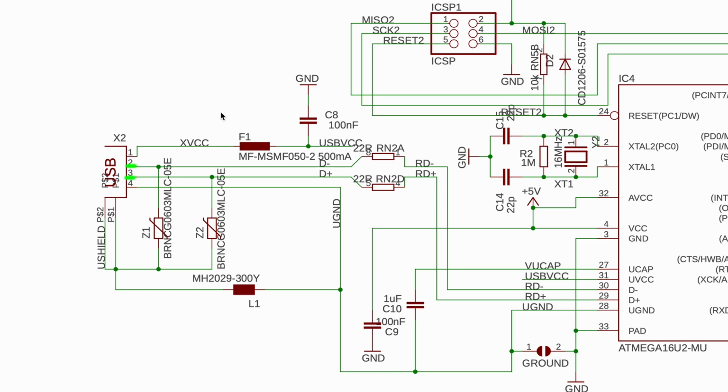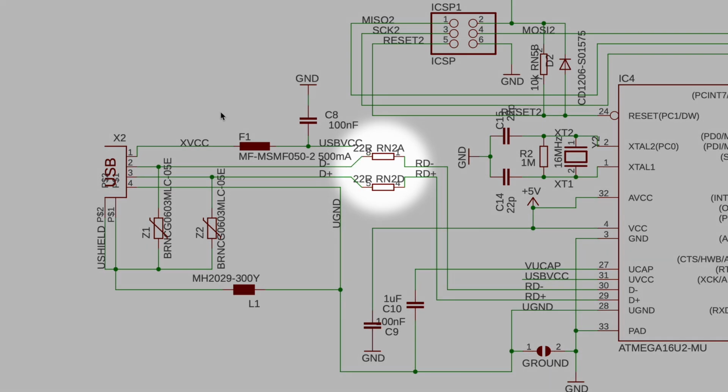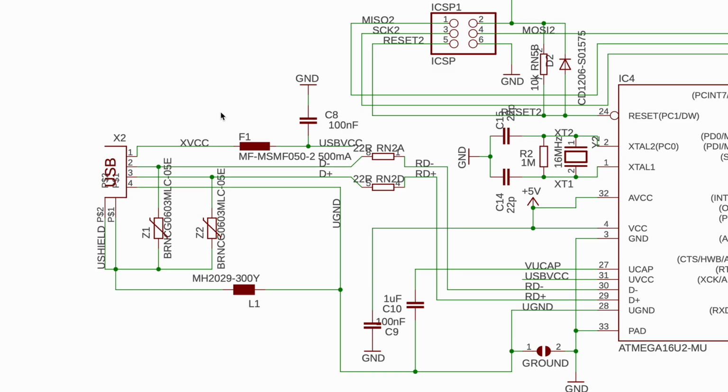Now let's take a look at the signal wires. You can see that there's a 22 ohm resistor in series with each of the data lines. These resistors are for impedance matching. Without them, the data signal can get reflected back up to the computer, which could cause some weird behavior. So since this is crucial for signal integrity, I've made sure to include them in my schematic.